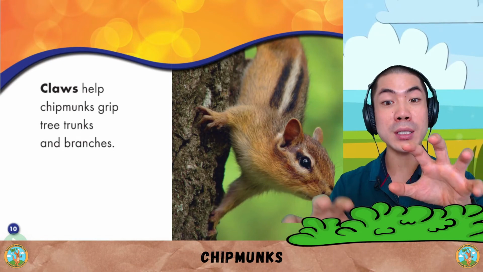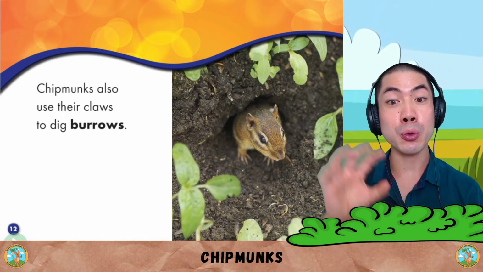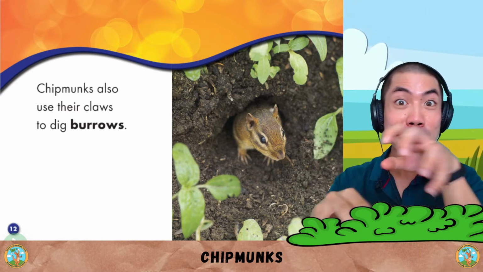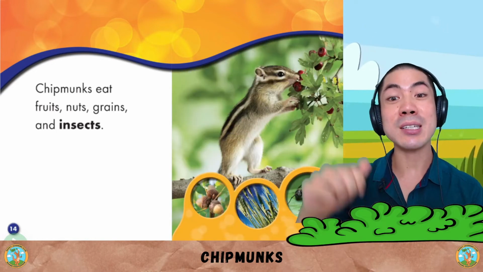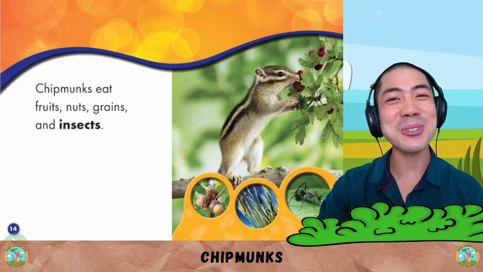Claws help chipmunks grip tree trunks and branches. Chipmunks also use their claws to dig burrows. Chipmunks eat fruits, nuts, grains, and insects too.